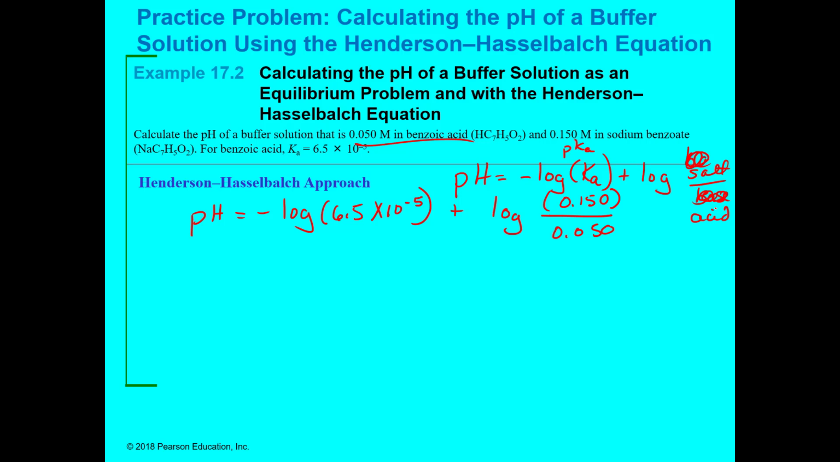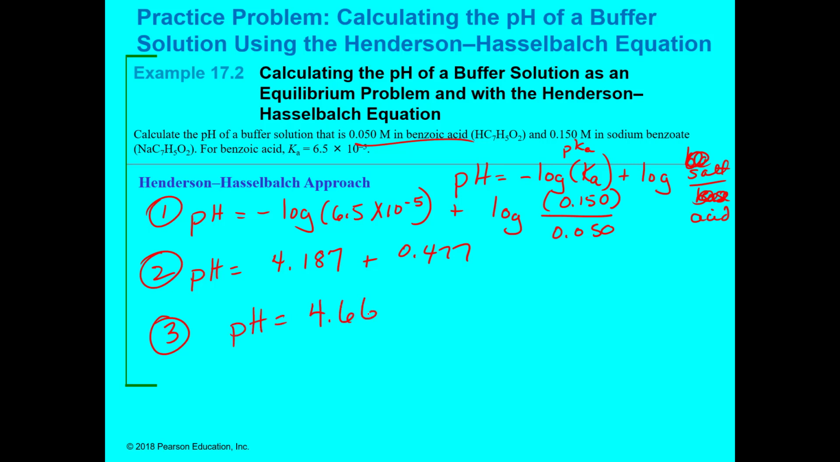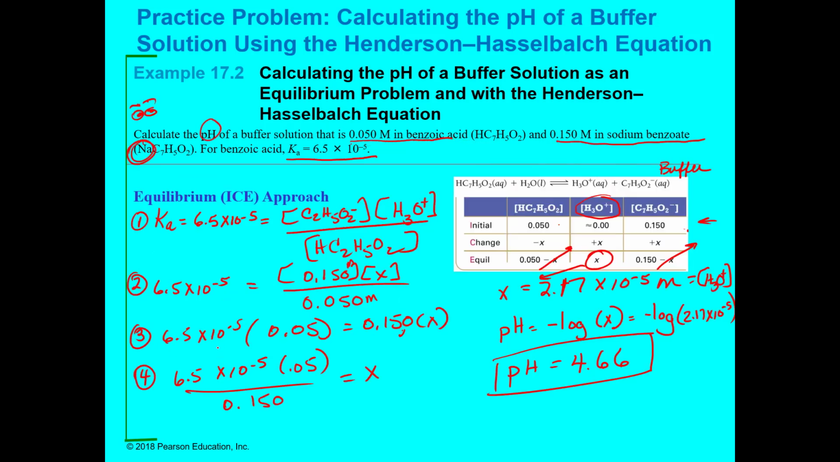All right. So when I do those numbers, you're going to get the pKa for this first number. So that's going to be 4.187. If you look up the pKa for benzoic acid, it saves you a step, but we know how to do it, so it's not a big deal. And then the log of 0.150 divided by 0.050 is 0.477. This is a good place for a calculator check, making sure that your calculator is giving you the number that you should get. And so we get 4.66, and we got 4.66 the other way.